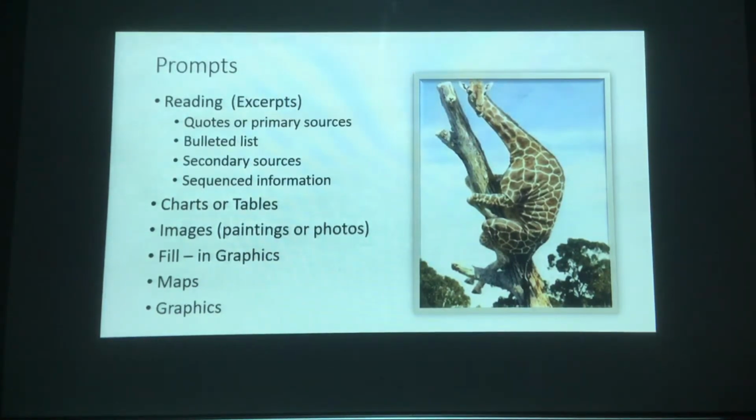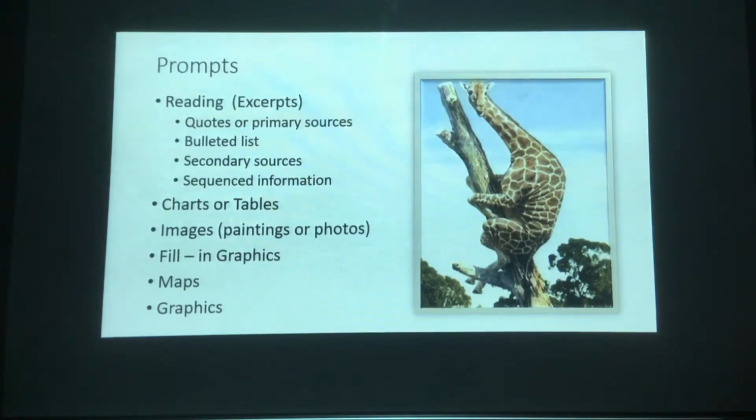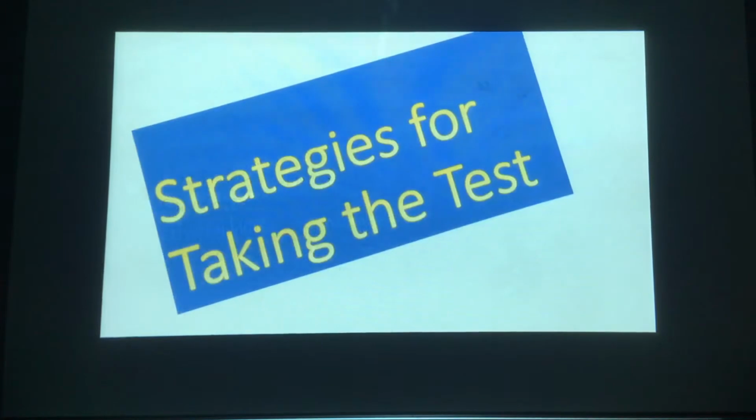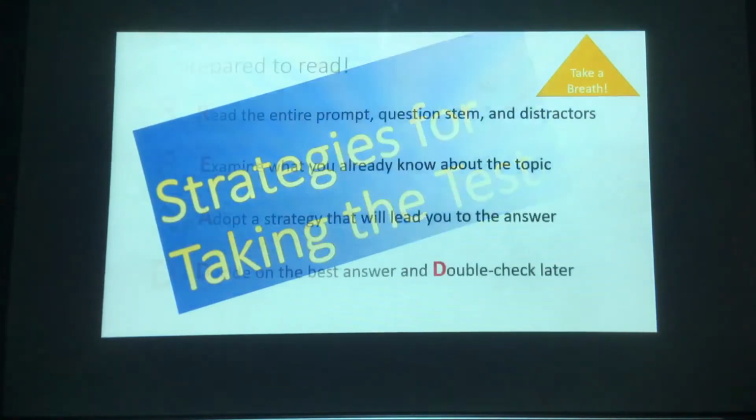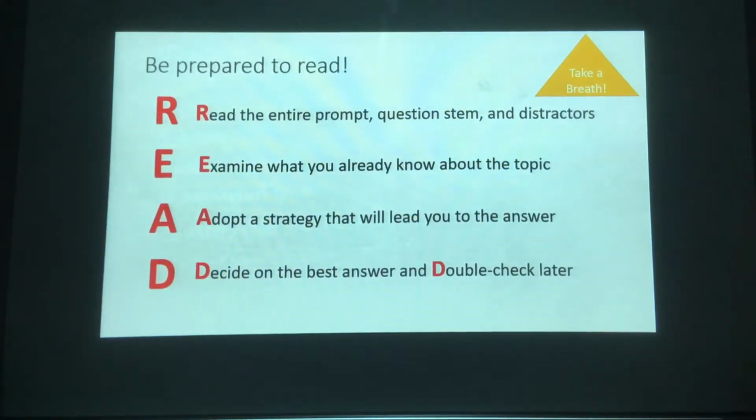Sometimes you'll be given a chart or a graph to look at. Sometimes you'll be given an image, a painting or a photo, or a political cartoon to look at and analyze. Sometimes you'll be given graphics and you'll need to figure out what information is missing from the graphics. There'll be maps and other different kinds of graphics. So in the second half of this little lecture, we're going to talk about a couple strategies for taking the test. First of all, be prepared to read.